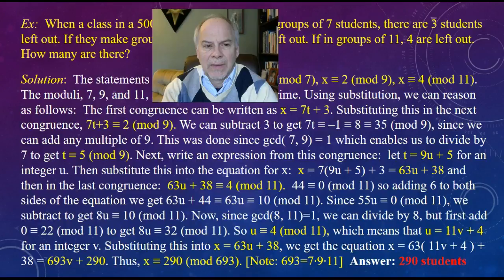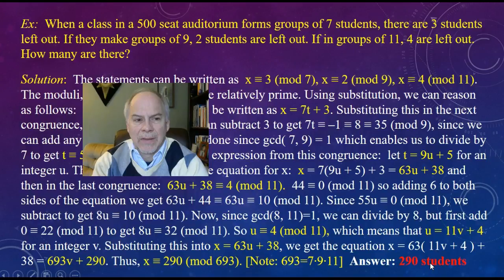Okay. Now, what if the auditorium could only hold 200 students? Well, then this would be an impossible problem. Here's another question. What if the auditorium could hold 1,000 students? What would that matter? Well, the mod is 693, right? If I added 693 with 290, that gives you 983 students. And that is a possible second answer. So there would be two answers to this problem, either 290 students or 983 students.